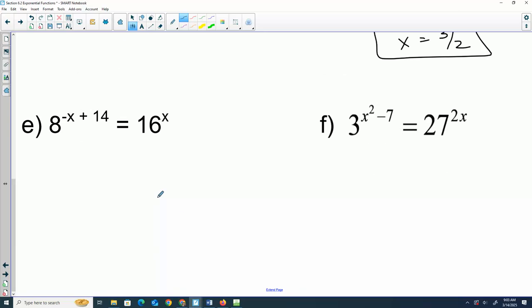This problem's different. Alright, so what would I do here? Can I just write 16 as like 8 squared or something? What would we do here?